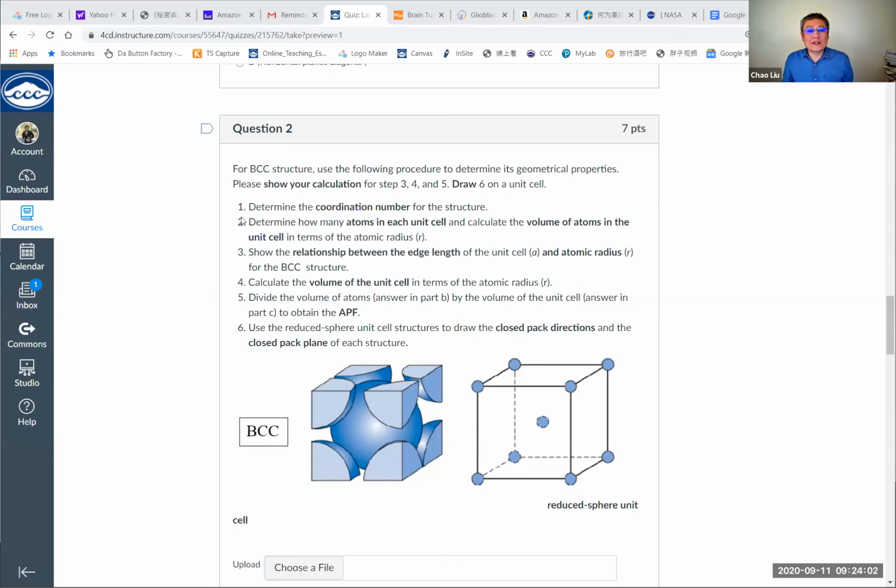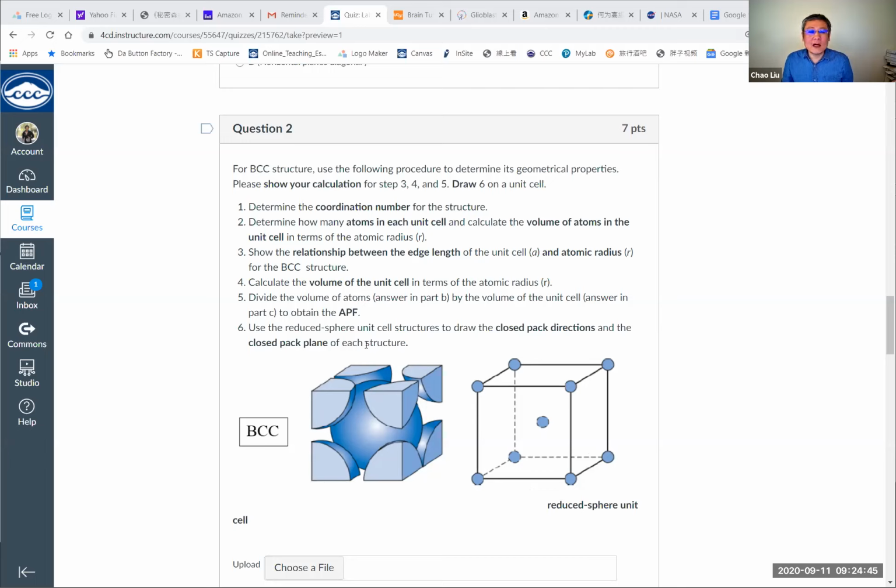So these are the things that you have to do, the 6 points over here. You can follow this order to find the answer. So try to find the coordination number, meaning how many atoms connect with this center one. This one probably is very obvious. You can see how many atoms actually touch this one here, and how many atoms are in each unit cell. This is 1 unit cell. This is more realistic, proportional to the size of the atom. This one is what we call the reduced sphere unit cell.